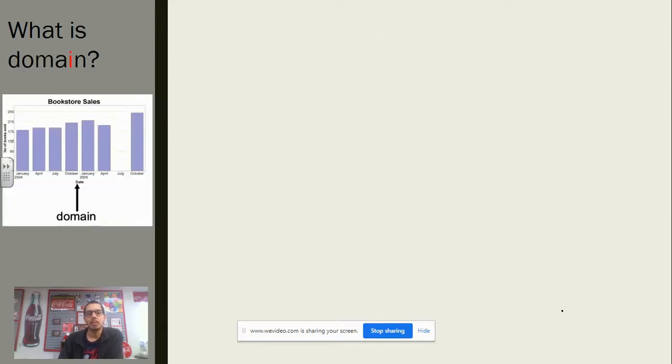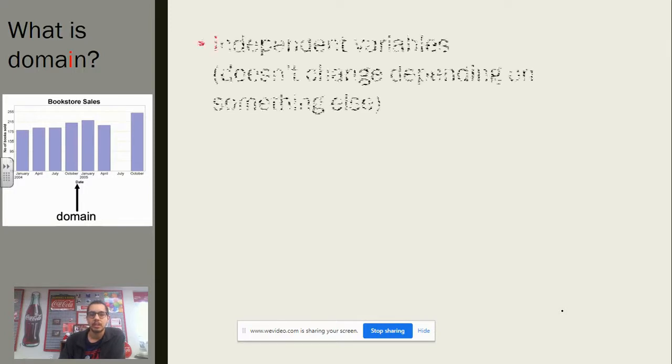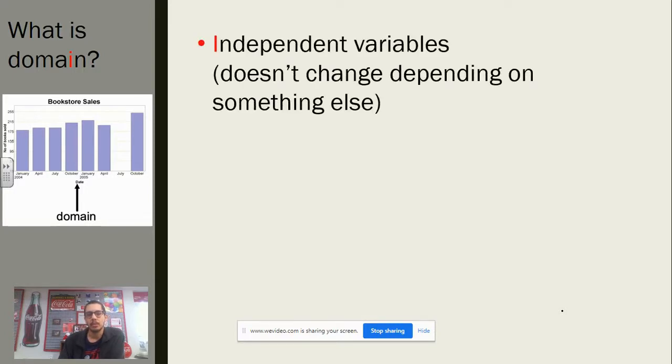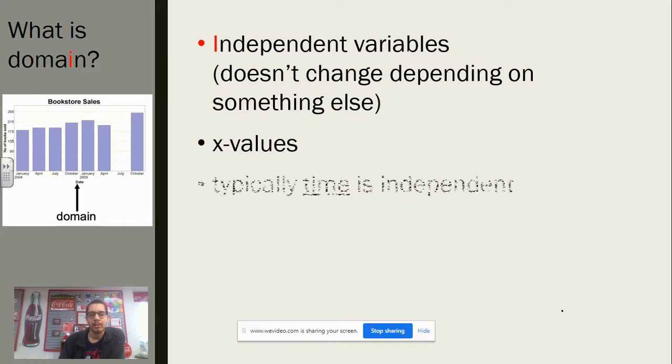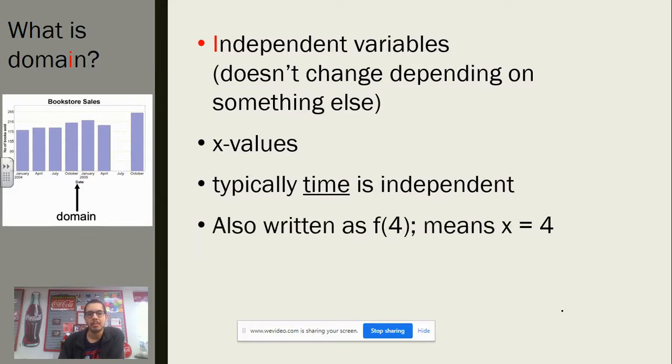The domain. So when we talk about the domain for a relation, these are all of the independent variables, all of the x's, all of the x values. Remember, independent is not changing based off of something else. So our domain are our independent values. They're going to be the x values in our equation. Typically, time is going to be independent when we're talking about real-world problems. And it is also written as f of 4.